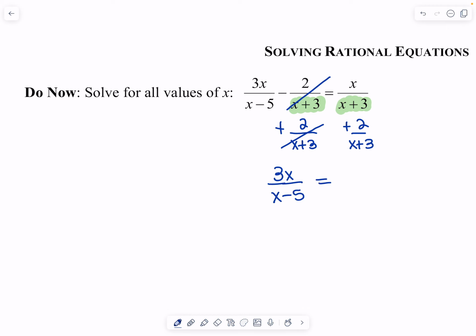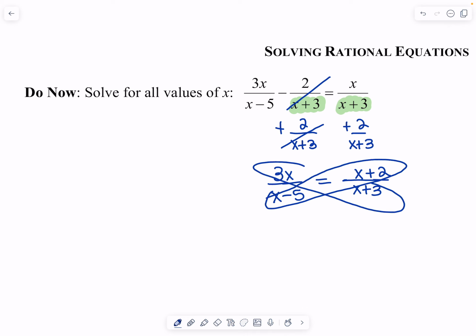And then another single fraction, if I here add x over x plus 3 to 2 over x plus 3, I have a common denominator of x plus 3, and then the numerator would be the x plus 2. So now I also have a single fraction on the right side of my equation. I'm able now to cross multiply because I have one fraction equal to one fraction. On one side of my equal sign, I'm going to be multiplying x minus 5 and x plus 2. And that's going to be equal to the 3x times x plus 3.